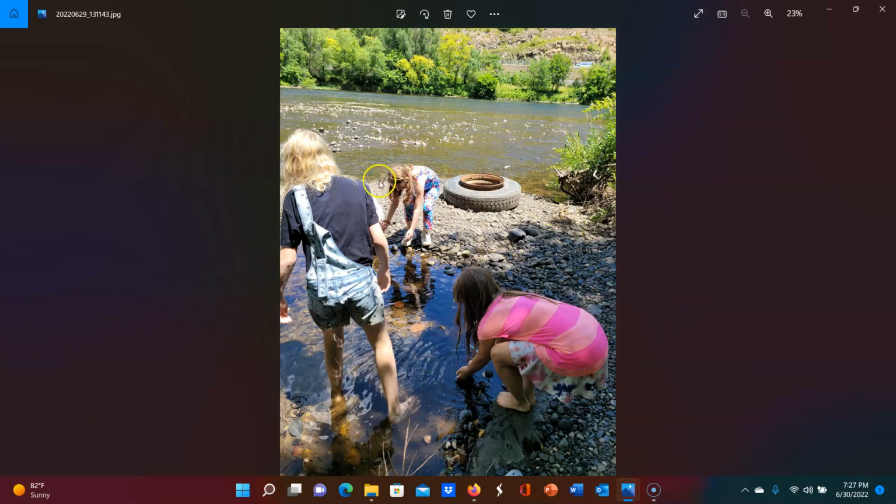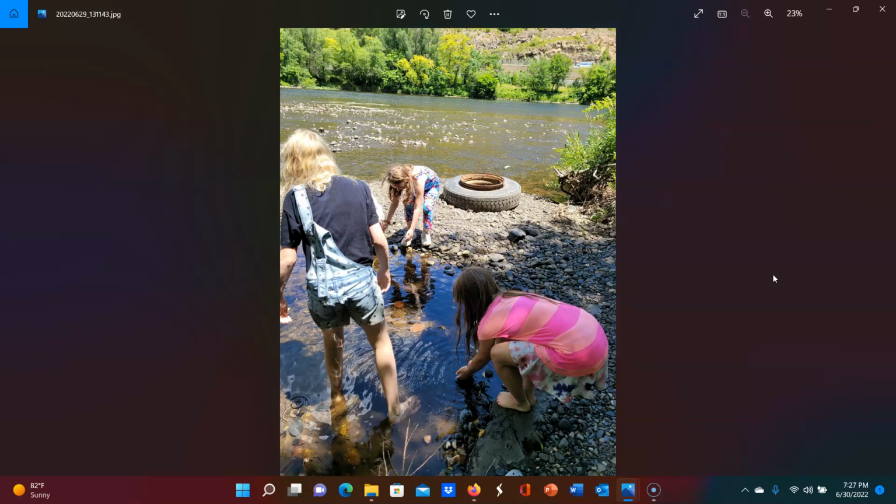So here is where we were, just kind of on the banks of the river. The girls were searching through. And that's what we do during our nature study, I just let them look. I don't tell them what I want them to do. We just discover things. If they see something interesting, they show it to me. If I see something interesting, I show it to them.